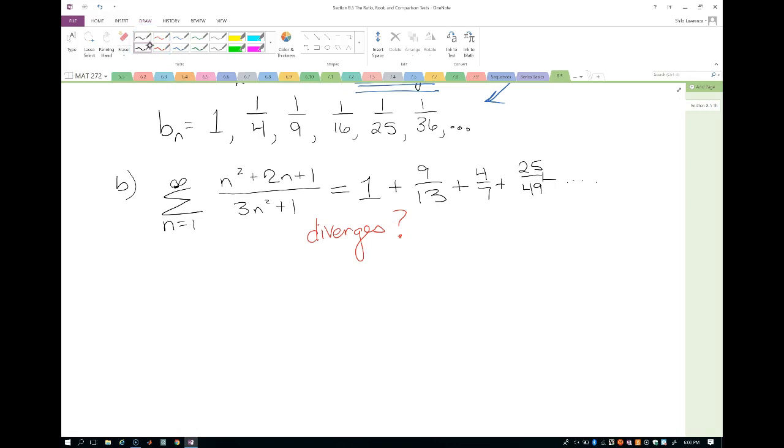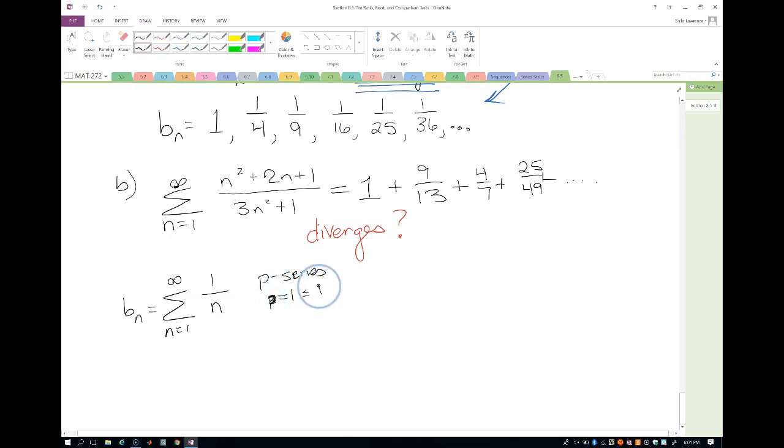So there is a p-series, and this is what I'm going to guess for my b sub n, of the sum from 1 to infinity of 1 over n. So this is a p-series with p equal to 1.